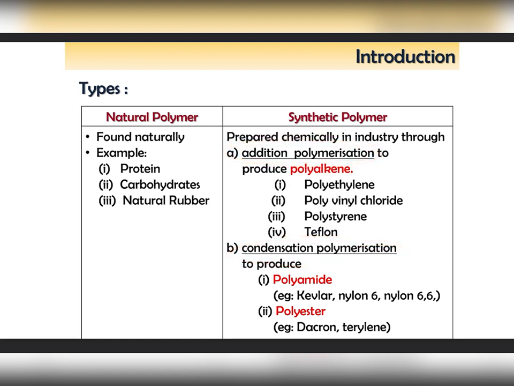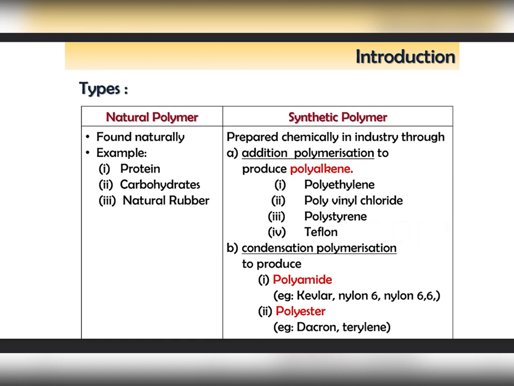So, addition polymerization biasanya dia melibatkan alkin. Okay, so you akan produce polyalkin, contoh polyethylene, polyvinyl chloride, this is your PVC pipe tu. And polystyrene, ini yang dalam bekas makanan tu. And teflon, this is coating untuk frying pan. Okay, non-stick frying pan lah.